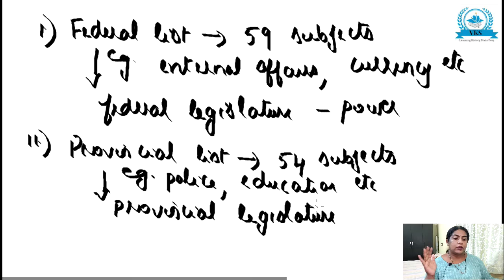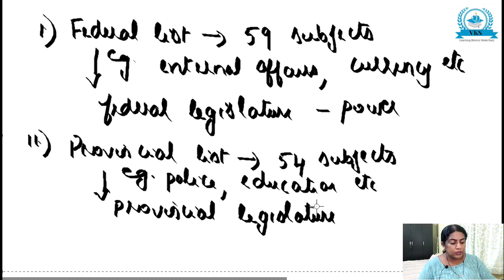The first list is the federal list, 59 subjects. In that, the federal legislature has the power to make laws regarding these subjects. Second is the provincial list, 54 subjects like police, education. In that, the provincial legislature has the power, that is, the jurisdiction.